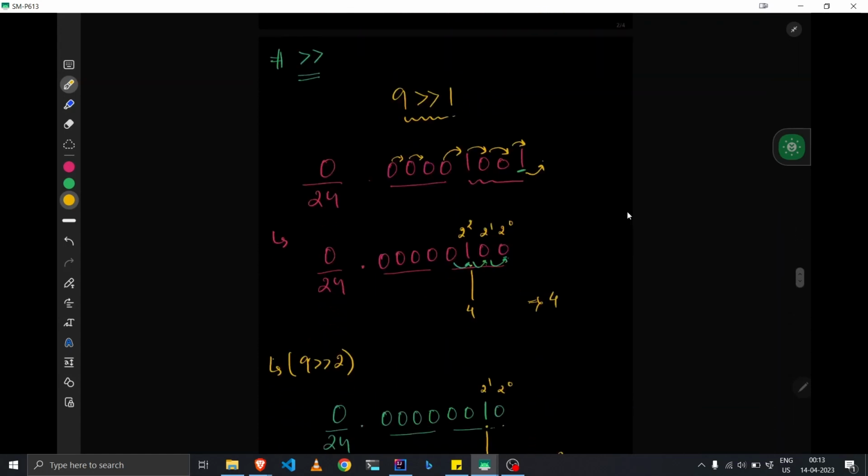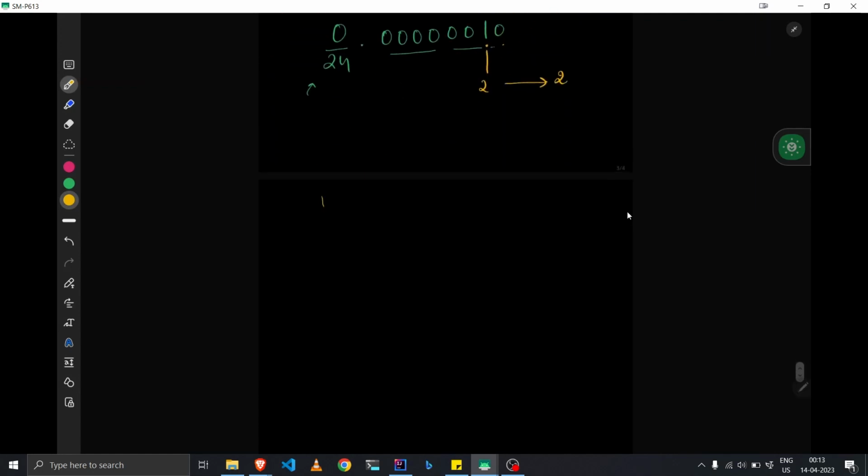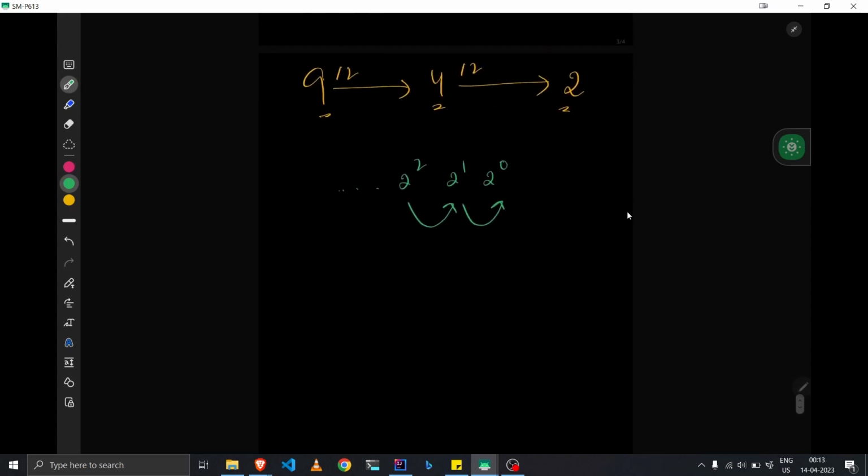However, in the right shift operator, we should also see a pattern here, right? So firstly we had 9, okay, then we got to 4, and then we got to 2. So we can see that we are basically dividing the number by 2, right? And that works just fine. That is also quite expected because we are moving towards the right. So we are decreasing a power by 1, again decreasing a power by 1, and so on and so forth. So that is basically dividing by 2.